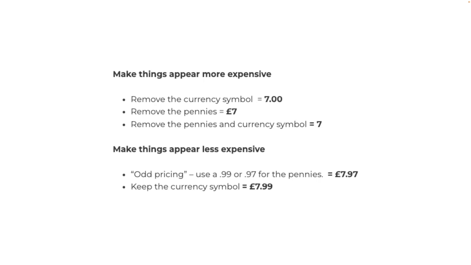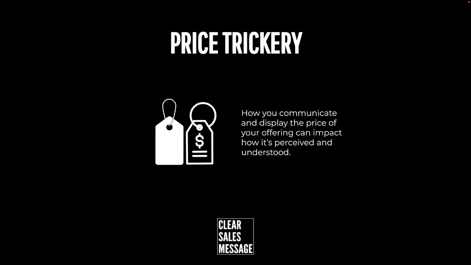And conversely, we can make things appear less expensive by using that odd pricing narrative, so 99 or 97 for the pennies, and that's that left number effect where the lower that left number can be, the better. So £7.97 seems so much cheaper than £8, even though there's just 3 pence difference. The final thing we can do is to keep the currency symbol and keep the pennies. So if we have the currency symbol and all the pennies, that is often indicative of a price appearing less expensive. So that's price trickery.